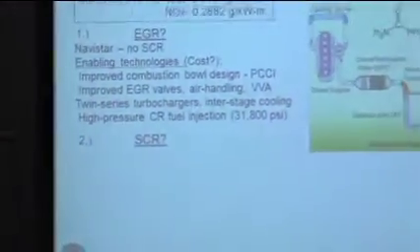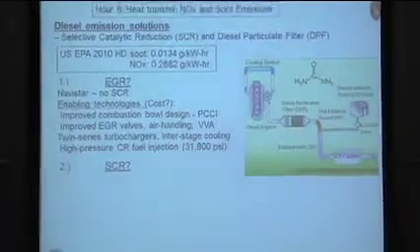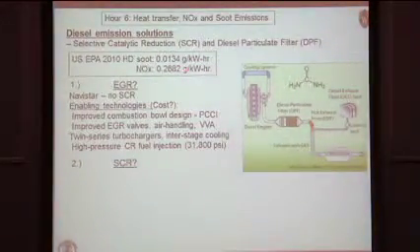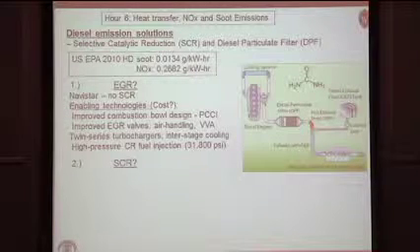So let's look at diesel emissions. Okay, so there's 2 solutions that people have proposed, namely to dilute the combustion process by using a lot of exhaust gas recirculation, lower temperatures, such that you can meet this very low NOx level of around 0.2 grams per kilowatt hour.